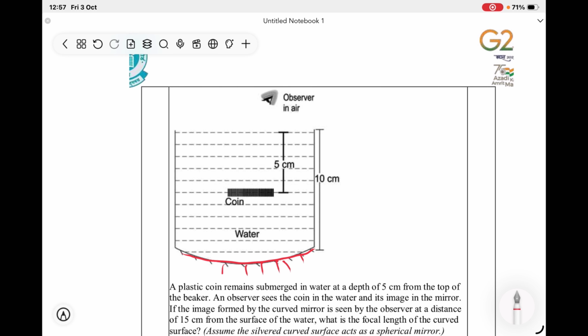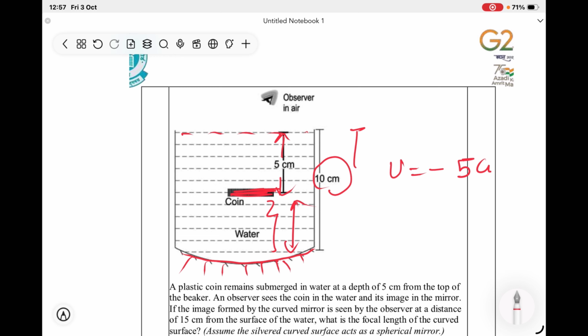Okay, this is a concave mirror. You can see the coin is placed here. It is at a depth of 5 centimeter from the top layer of the water. The distance of the coin from this mirror is 5 only, because the total height is 10. So that will act as U. U for the coin is minus because it is in front of the mirror, and this distance is 5.